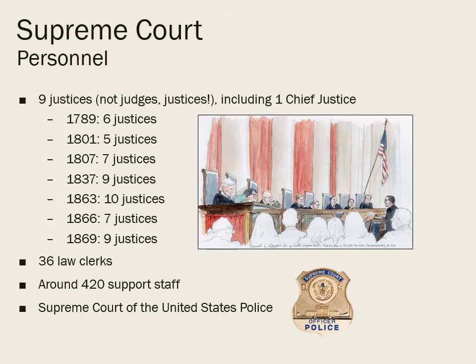As with most courts, the majority of personnel at the Supreme Court are kind of behind the scenes. So the Supreme Court's got about 450 support staff. That includes 4 law clerks per justice. It also has its own police force called the Supreme Court of the United States Police. That police force protects the Supreme Court building itself, as well as justices, employees, guests, and visitors.